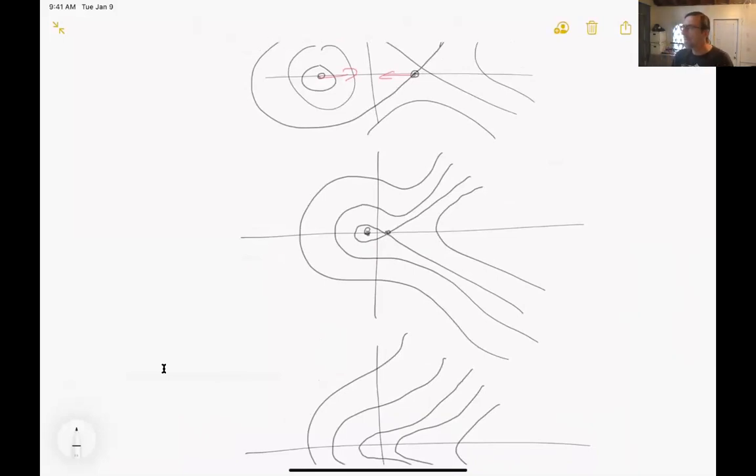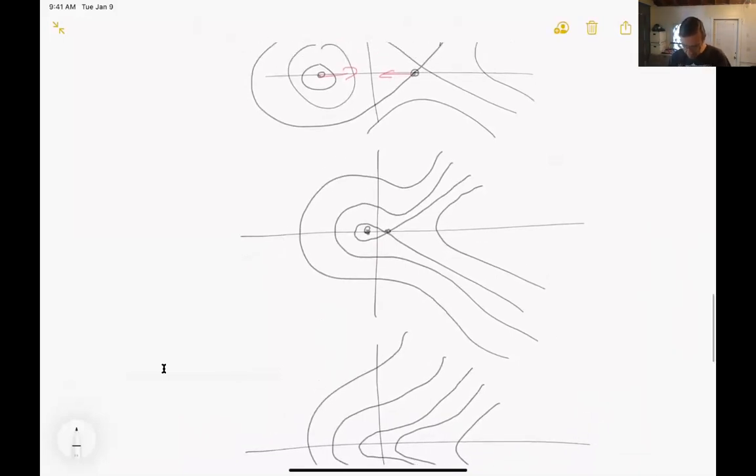So this is an interesting system because in the end, when a is negative, we have almost no tools. We can look at nullclines. I don't think the nullclines are going to give us a lot of information.